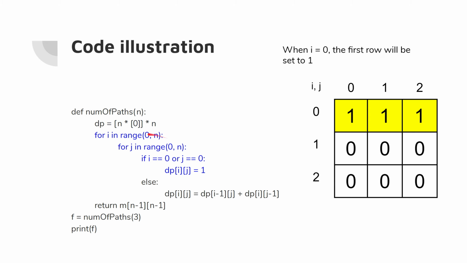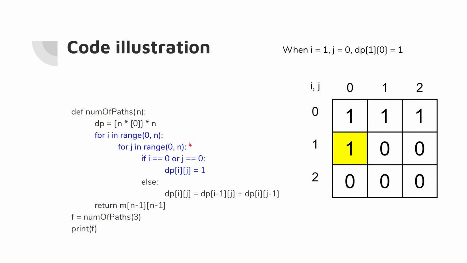Then I have a for loop, where i goes through each row, and j goes through each column in that row. And then when i is 0, the first row will be set to 1, because if i is 0 or j is 0, that means there's only one path to get to that point, so I'll make it 1. So I'll go through over here, the first row, and I'll make it all 1.